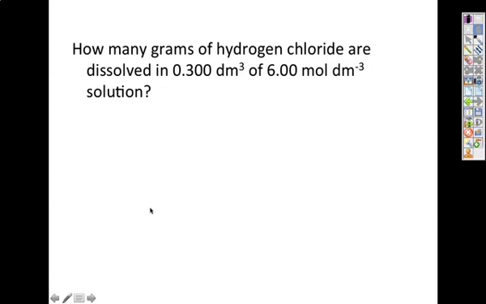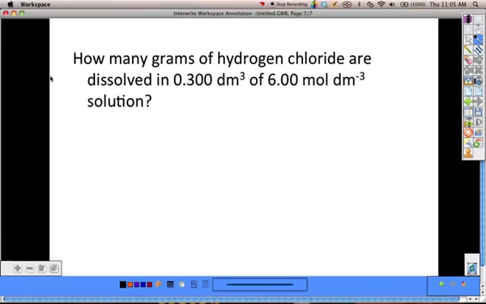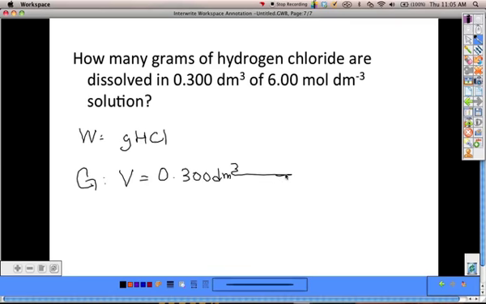There we go. We want to know for the next one how many grams of hydrogen chloride, or hydrochloric acid, are dissolved in 3 decimeters cubed of a 6 mole over decimeter cubed solution. So a concentration here. So we want grams of HCl. But we've got 2 givens. We've got the volume, which is equal to 0.300 decimeters cubed. And we are also given the molarity of that at 6.00 moles decimeters to the -3rd.